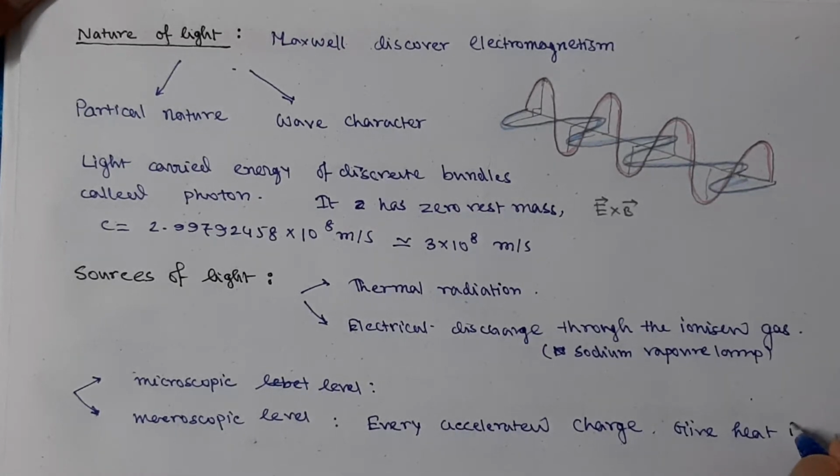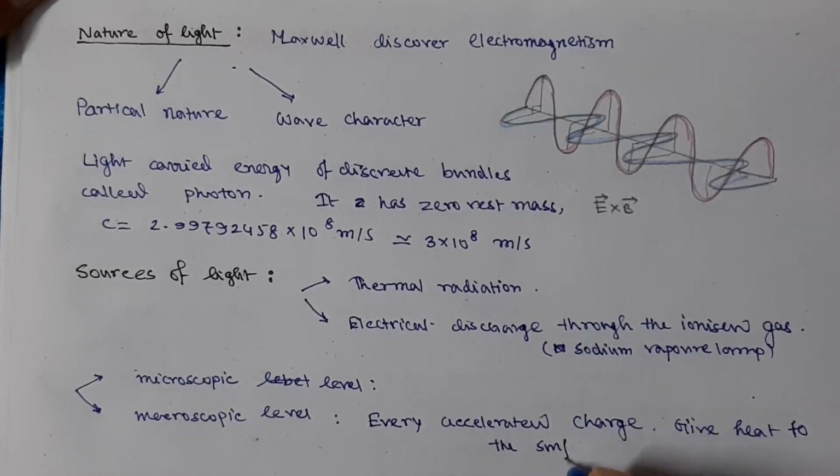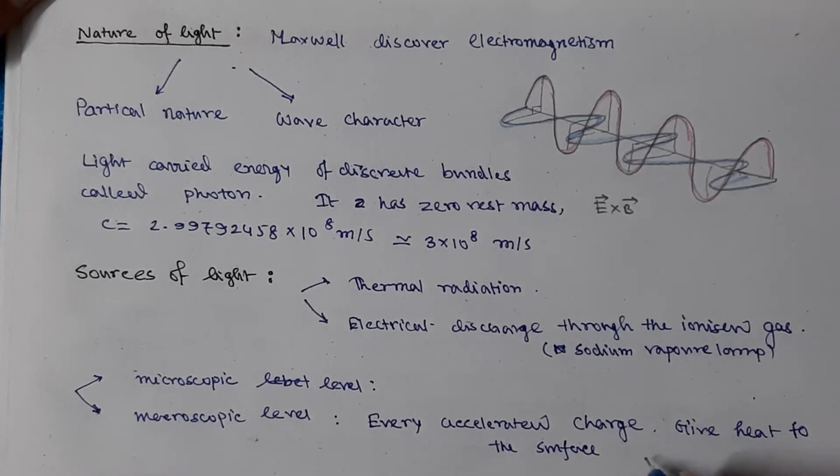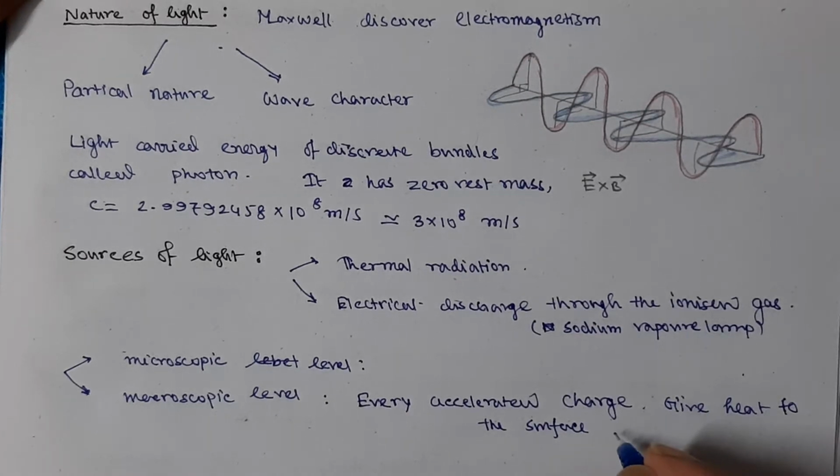Okay, give heat to the surface, then the movable charge, the charge which can move through, can accelerate and produce electromagnetic radiation.